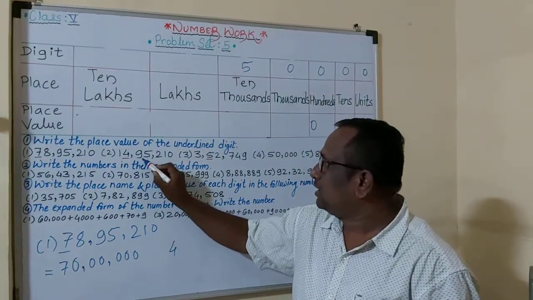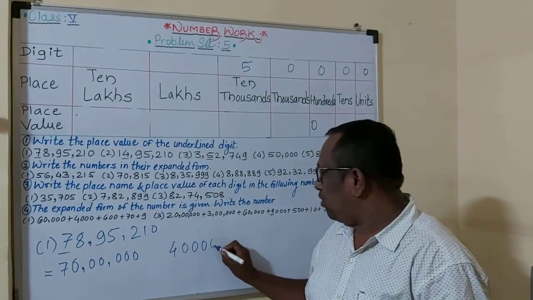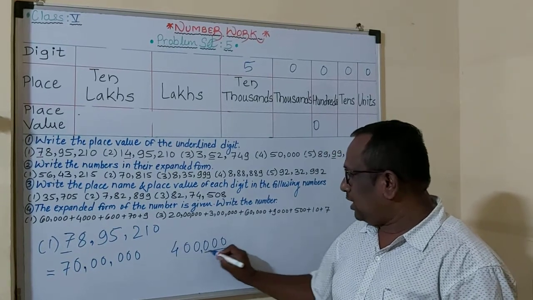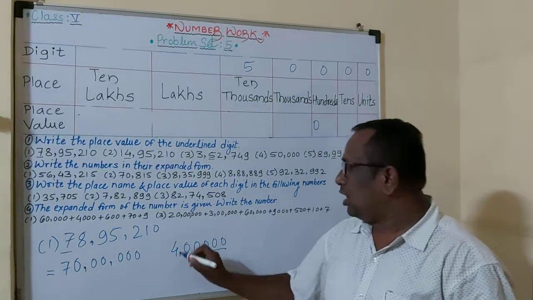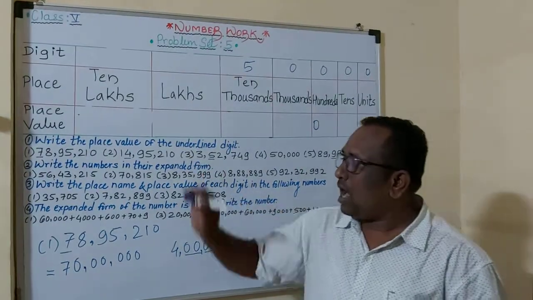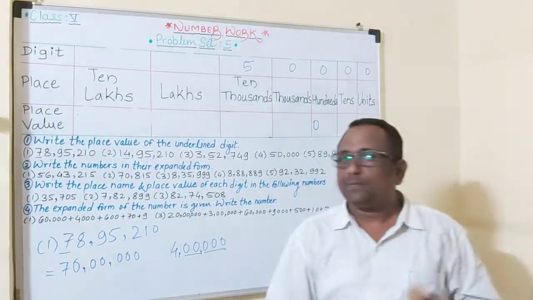After 4, how many digits are there? 1, 2, 3, 4, 5. 1, 2, 3, 4, 5. Okay, here after 3 and then 2, you have to give the comma. So the answer is 4 lakh. In this way you have to solve. Now we are going to solve the second example.